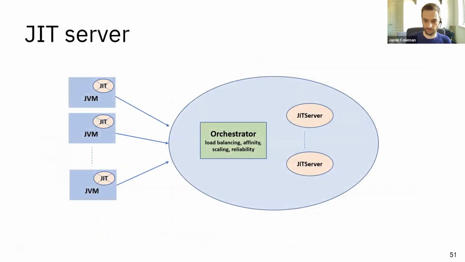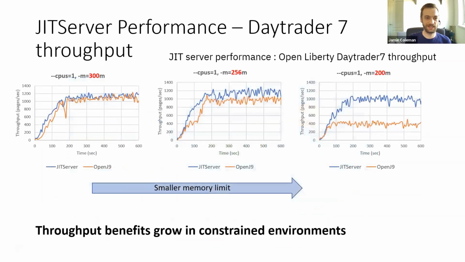The JIT server I also find really cool. Essentially, it allows OpenJ9 to handle really constrained environments. The orange line is just normal OpenJ9, and the blue one is with the JIT server enabled. So with 300 megabytes, no problems, they pretty much perform the same.